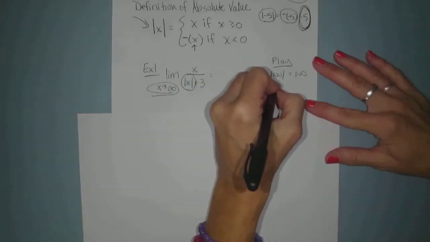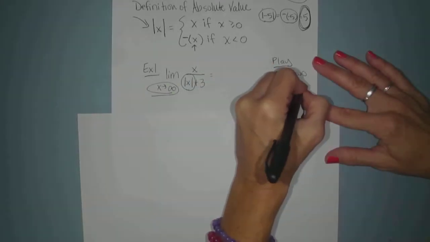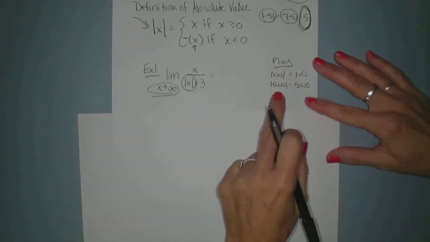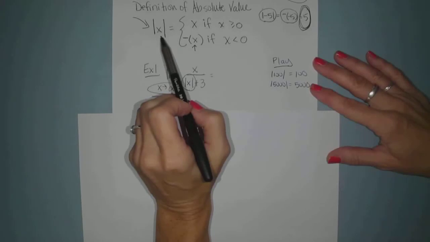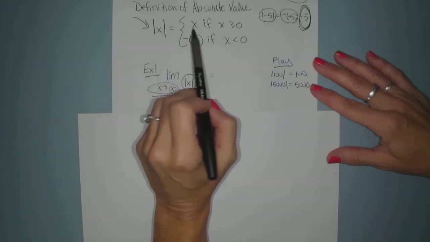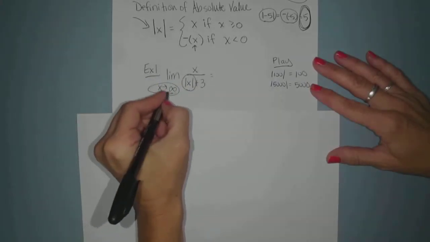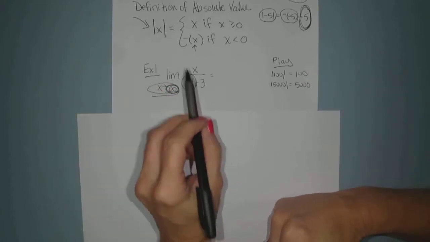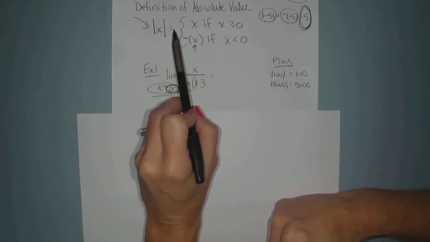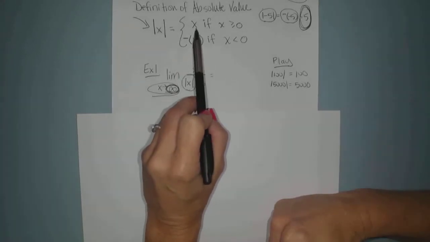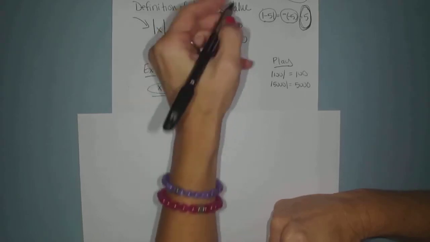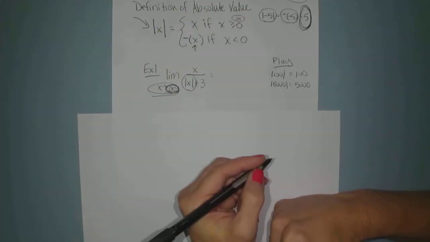The absolute value of 5,000 is itself, 5,000. Any positive number is going to have an absolute value, let's look up here at the definition, equal to itself. So because x is approaching large positive, having those absolute value bars there is the same as not having them there. But that's only because x is greater than or equal to 0. See how infinity lies on that domain?